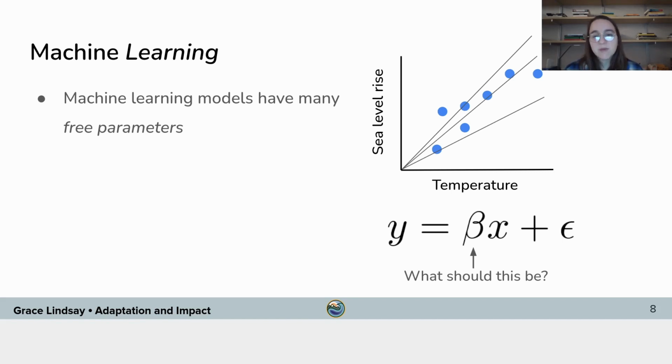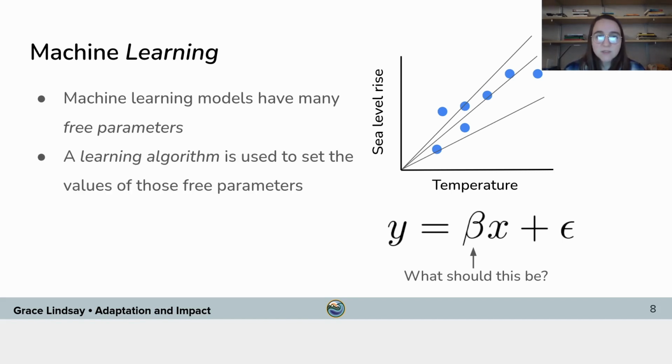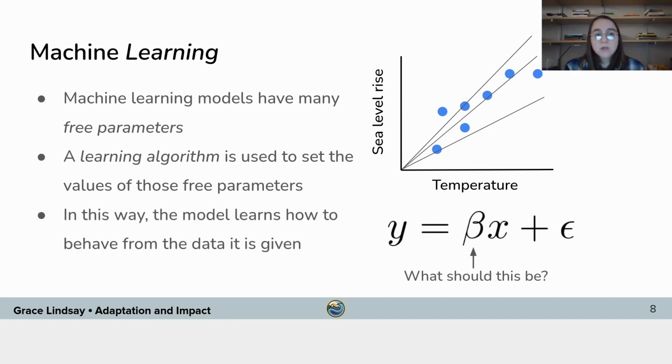So the value of beta is a free parameter in the model, and the learning algorithm needs to figure out how to set that free parameter. So that's what the learning algorithm in a machine learning model does, is it is a way of determining what values these free parameters should take. In this way, the model learns how to behave from the data it is given. So once you find that beta value, you can put in new x's that aren't part of the data points that we have here and predict new y's from that. So the model has learned this relationship by setting its free parameters according to the data that it was given.